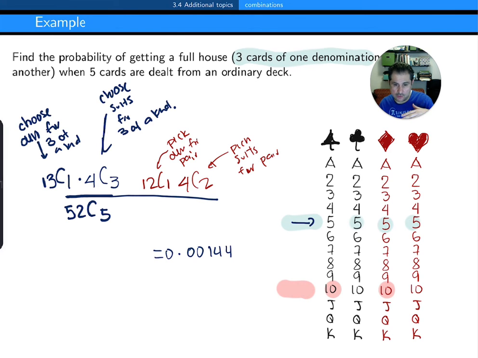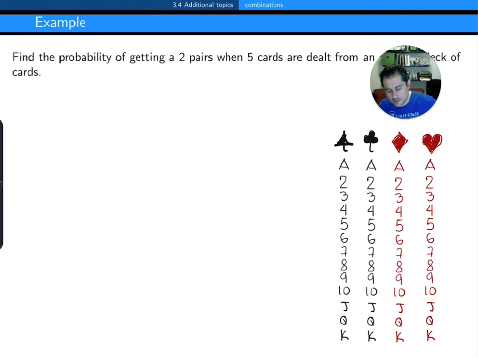There were 13 to choose that one from. Then I did the 12 once I already picked, which is a 3 of a kind. For the next one, because I'm doing 2 pairs, and they are at the same level, right? It doesn't make a distinction which one is which.